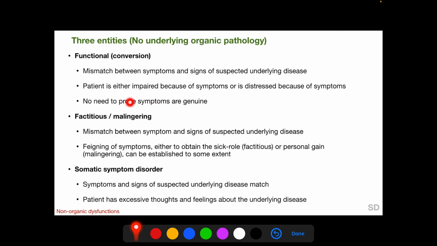In a factitious or malingering situation, the patient feigns symptoms and does not appear to be either impaired or distressed because of the symptoms, and the patient does so to obtain the sick role for professional or social benefit, and then it is called a factitious disorder, or to obtain personal gain, in which situation it is called malingering. In somatic symptom disorder, where the symptoms and signs of the suspected underlying disease match but there is no underlying organic pathology, the patient has excessive thoughts and feelings about the underlying disease.